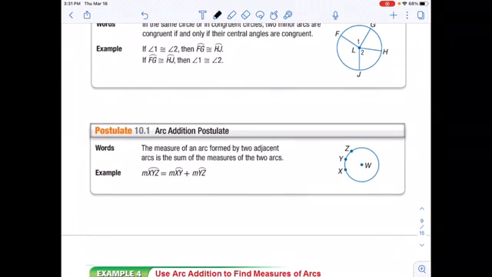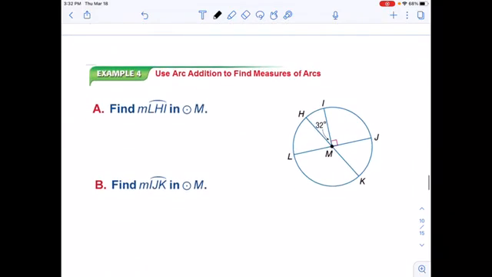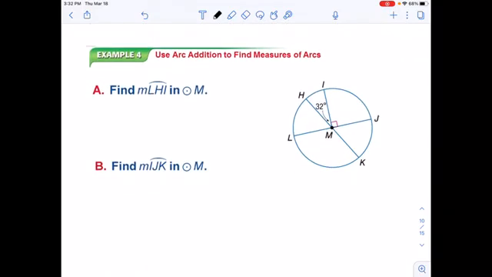And then an arc addition postulate, it's like the segment addition postulate and the angle addition postulate. If you take the measure of arc XY plus the measure of arc YZ, that will equal the total measure of XZ. So it works like those as well. So we're going to use some of these to find arc measures.